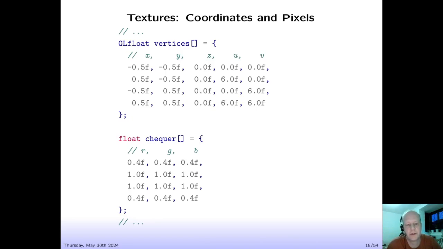The checker variable contains 1 gray pixel, 1 white pixel, another white pixel, and then a gray pixel again. So we're going to use it as a 2x2 checker texture.